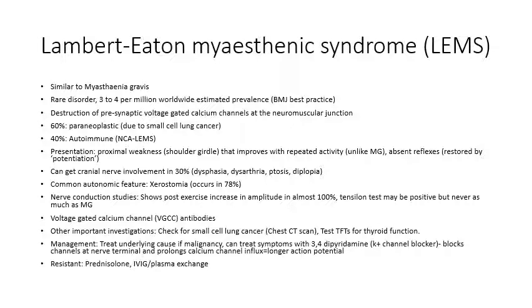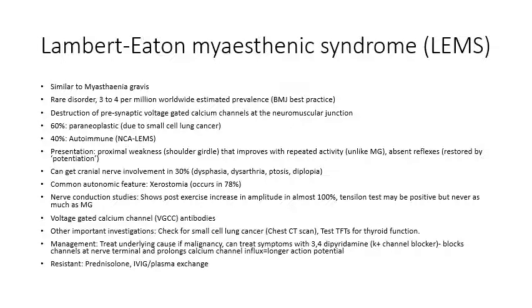To manage this condition, you would first of all go looking for that suspected malignancy, as previously discussed. However, you can also treat the symptoms with something called 3,4-diaminopyridine. This actually works quite well in the sense that it's a potassium channel blocker, which would block channels at your presynaptic nerve terminal, which would actually prolong calcium channel influx, which is deficient in LEMS. So you would end up with more calcium at the end of the nerve terminal, and thus you get an increased action potential and muscular contraction.